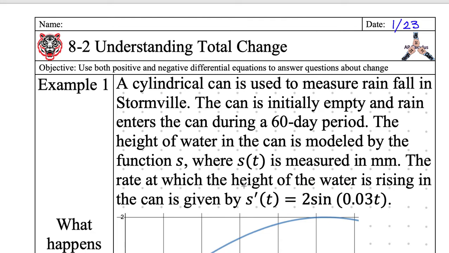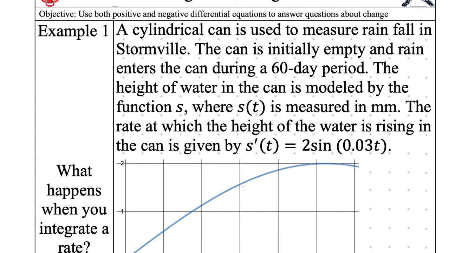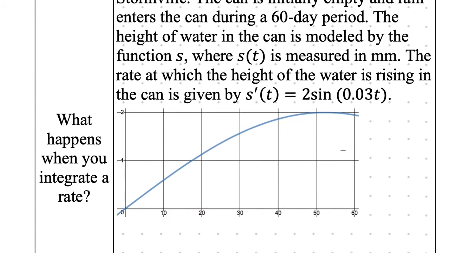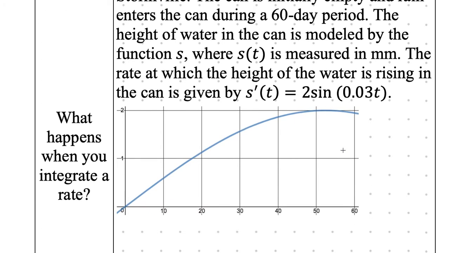We have 60-day periods. There's a cylindrical can out there, and it's filling up. So the rate of the height is given by this function. Are there questions about the original problem? We're good. All right, so let's look at a graph of what's happening.